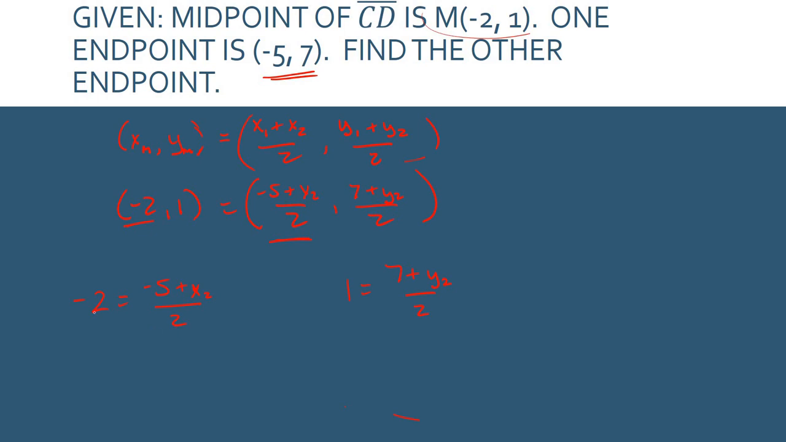So solving these equations, multiply both sides by 2, add 5 to both sides. This side, multiply both sides by 2, subtract 7 from both sides. So I have my second ordered pair of 1, negative 5, which should be the other endpoint. So let's take a look at this graphically.